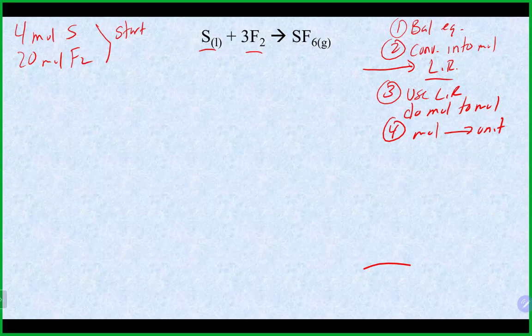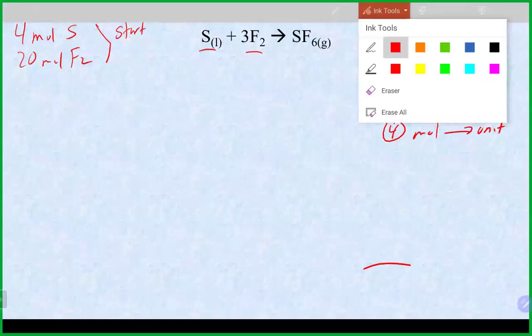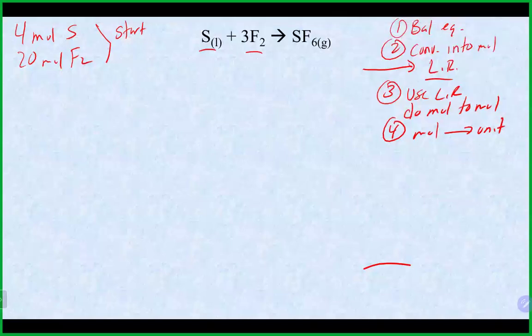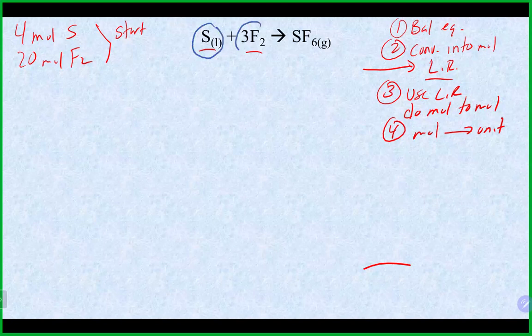So how do we do that? First things first, how do I know this is a limiting reagent type problem and I should do this? The way you know it's a limiting reagent problem is you're given in the problem itself enough information to get the starting moles of each of your reactants.